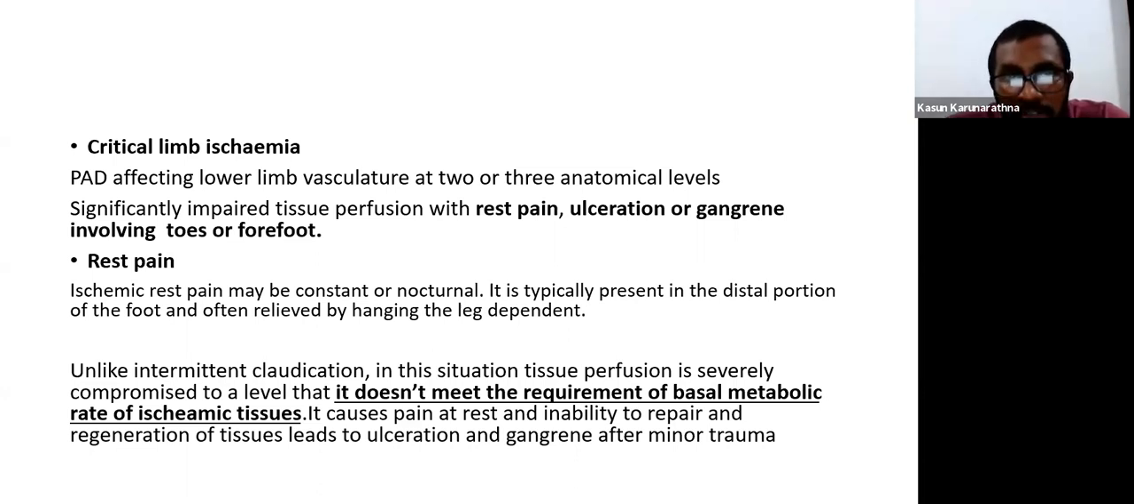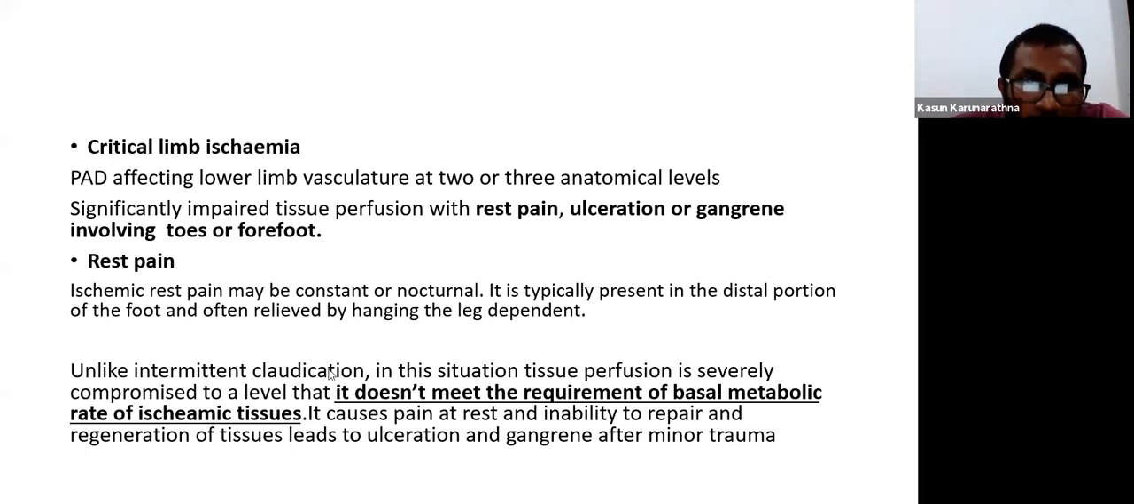And usually it's a constant pain, more severe at night, because at night, due to this reduction of work, the venous pump will be diminished. So there will be venous stagnation in the lower limb venous system that will further decrease the already compromised arterial flow. The other fact is that at night, other sensations are diminished. You are just staying without doing anything, so your concentration on the pain will be higher. So you will feel more pain at night. That is your rest pain, right?